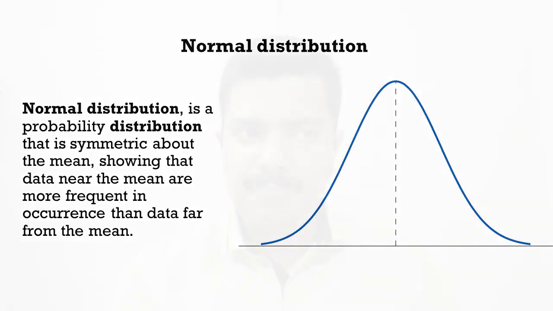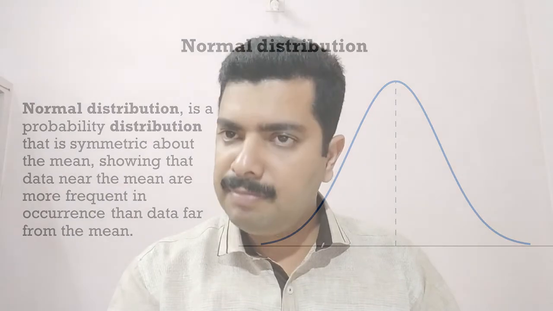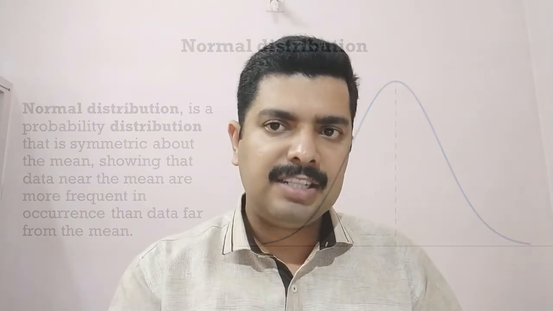Normal distribution is a probability distribution that is symmetric about the mean, showing that data near the mean are more frequent in occurrence than data far from the mean. This is a little bit statistical, so I'm not trying to explain more about what normal distribution is.